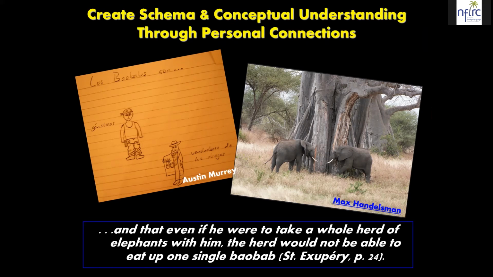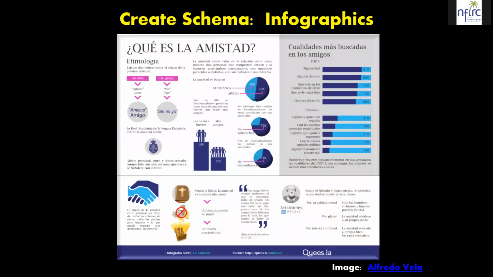We can use infographics to create schema. So this particular infographic talks about the qualities that are most sought after in a friend. It talks about the extent to which people trust their friends and different philosophical and religious viewpoints on friendship. So I might have students work with a partner to figure out what this says in preparation for a unit, or a project, that's going to have something to do with friendship.